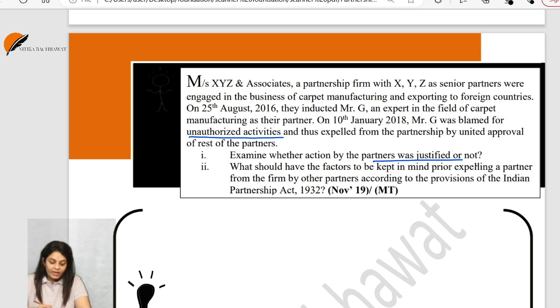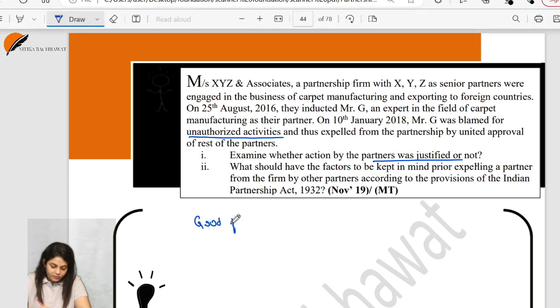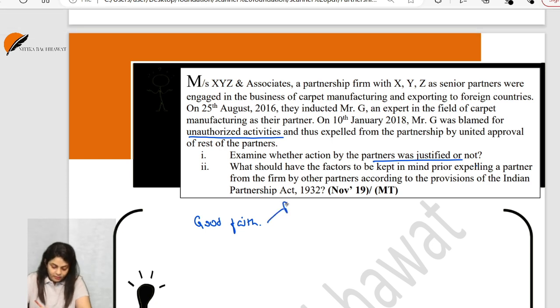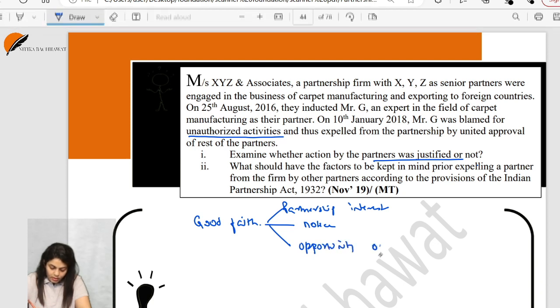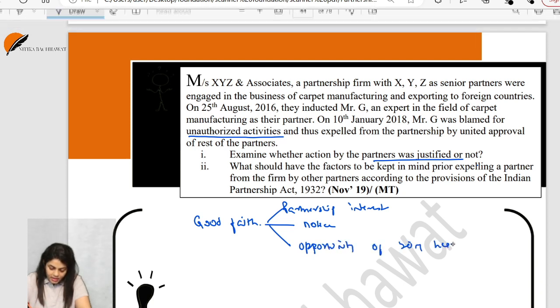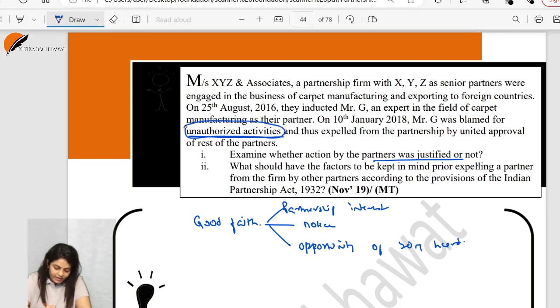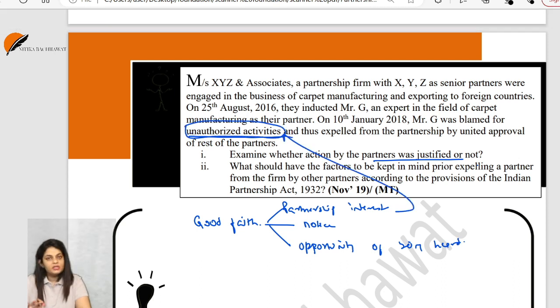See, for expulsion, what is most important is good faith. If it is in good faith, it's valid. What is good faith? First, we need partnership interest, right? Second, the partner to be expelled should be given a notice, and third, he should be given an opportunity of being heard. Now, one thing we know is that he was doing activities which are against the partnership interest. This is proven, but we don't know about these two.